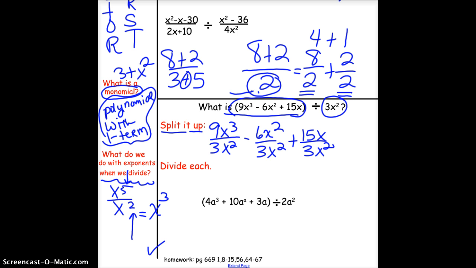Now I've got to divide each. Well, what is 9 divided by 3? That would leave a 3 up on top. X cubed divided by x squared would leave an x on the top. So that's just a 3x over 1 if you would like. But that's just a 3x. Minus 6 divided by 3 is top heavy, leaving a 2 on the top. X squared, those two x's will completely wipe out those two x's.